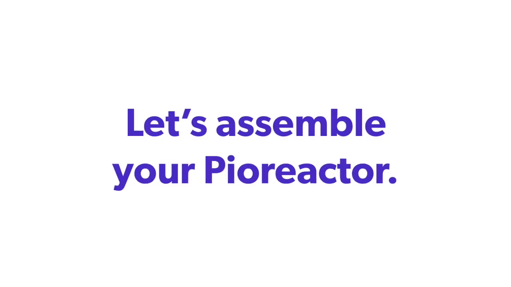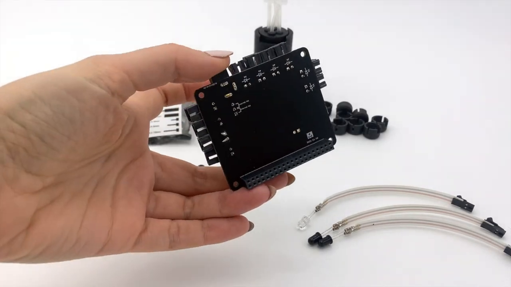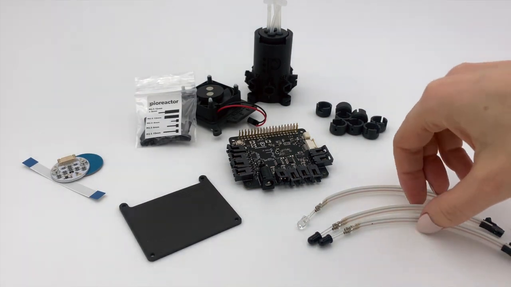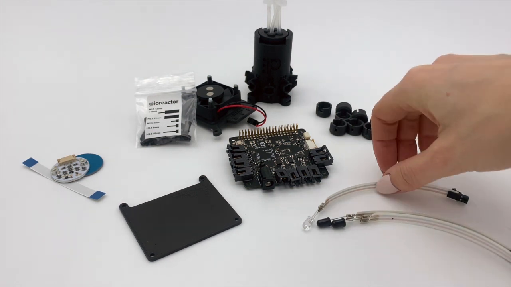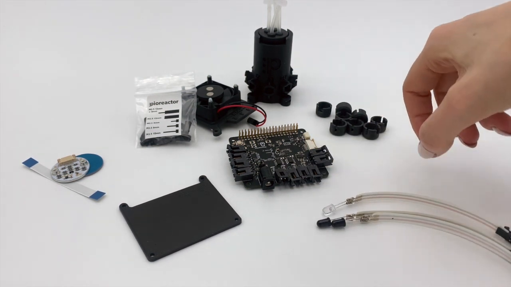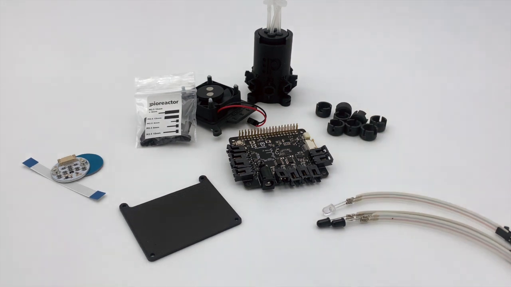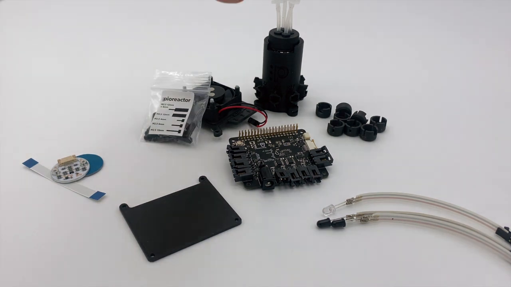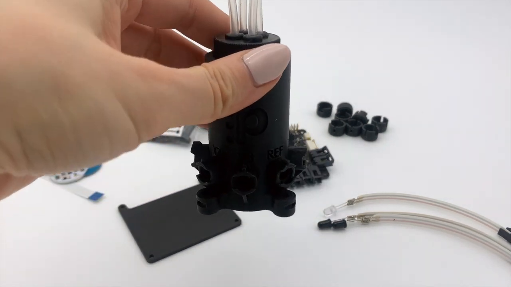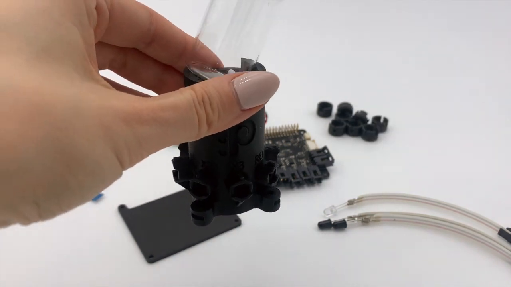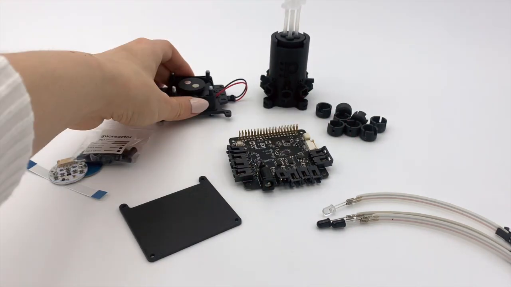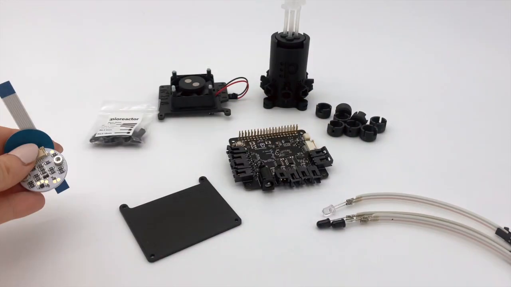Let's assemble a pioreactor. Here's everything you'll receive with your pioreactor. A hat PCB, bottom faceplate, two PD cables with dark colored bulbs and one IR cable with a clear bulb, LED pocket caps, a bag containing nuts, screws, and other important small pieces, your vial holder with vial and stir bar, a fan and top faceplate, and a thermal pad, heating PCB, and flex cable.